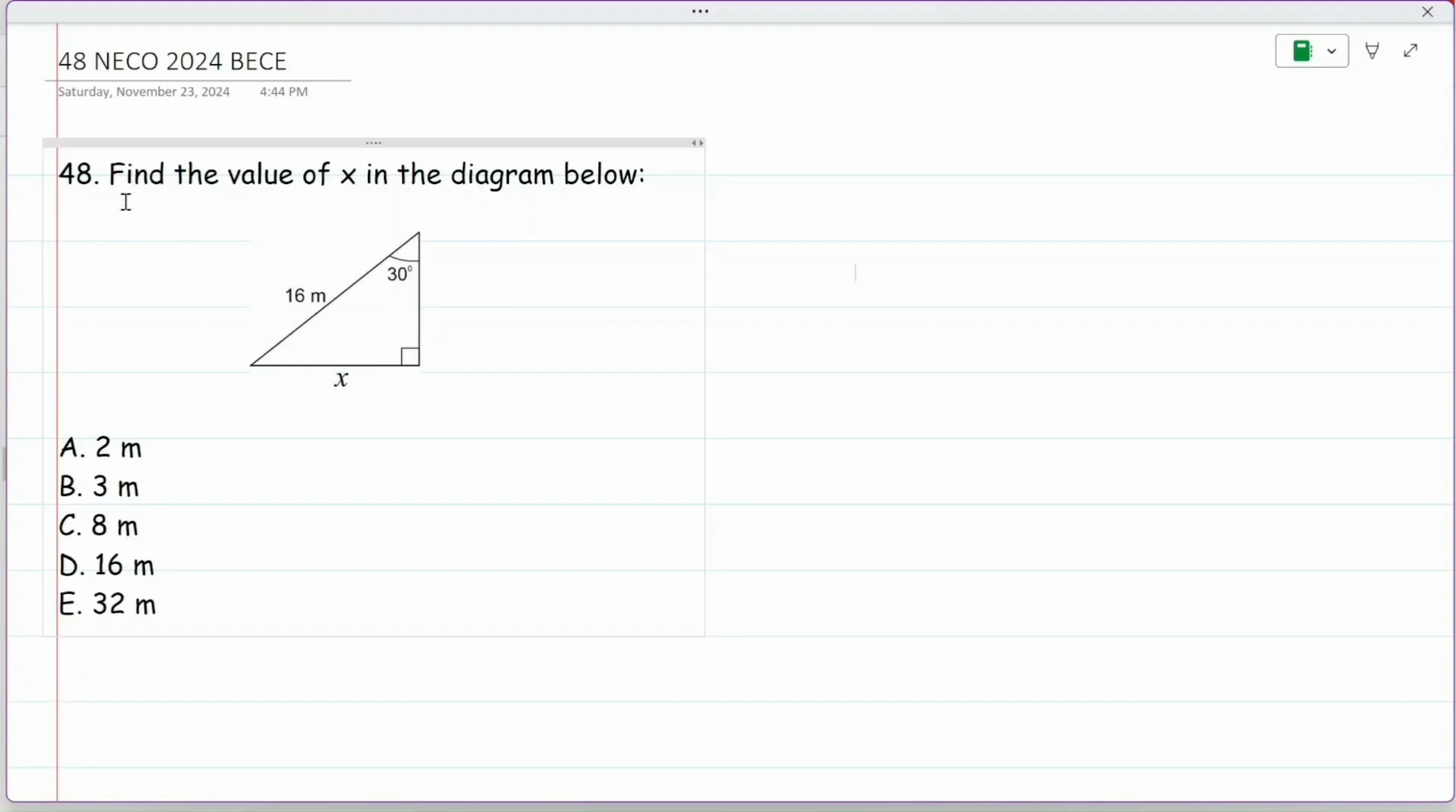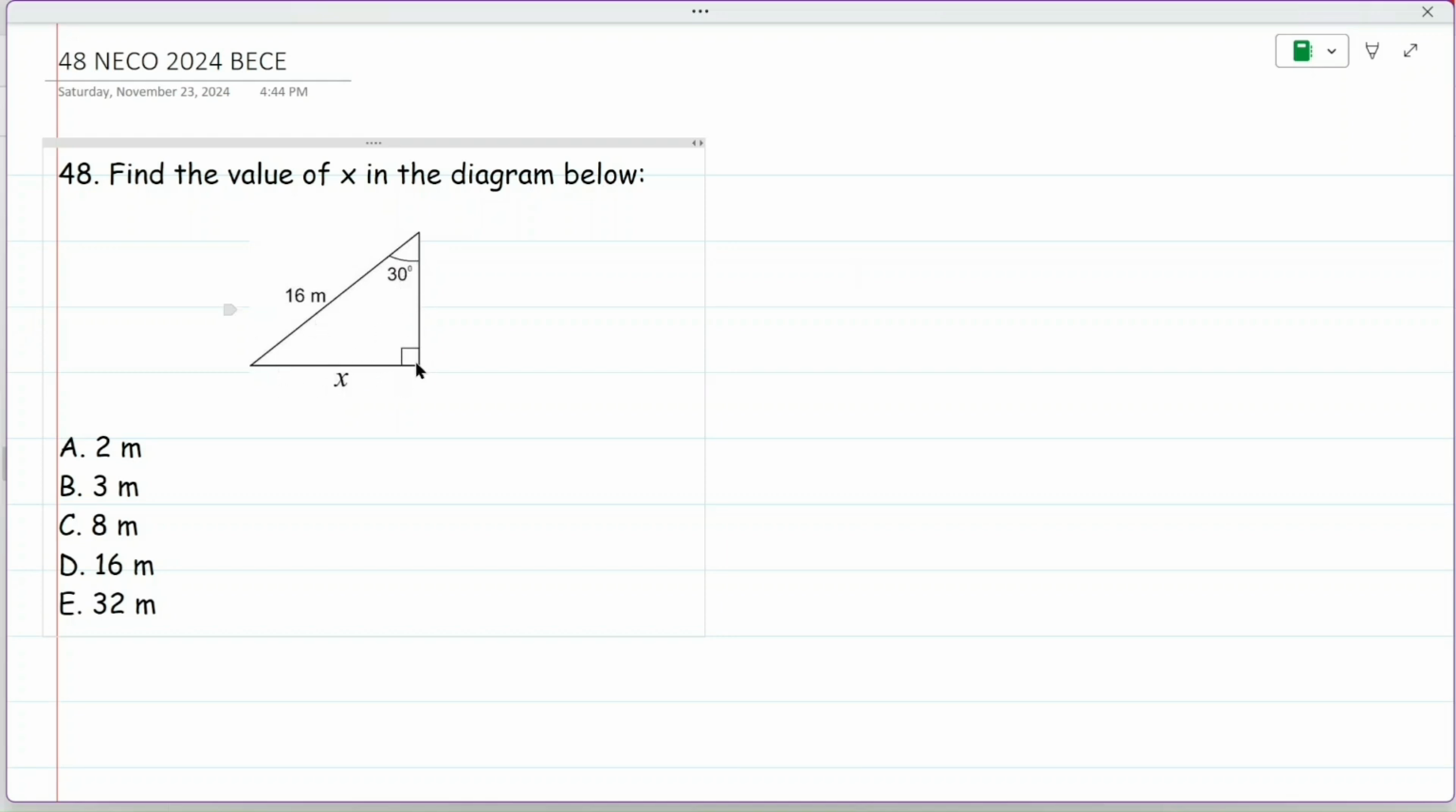Question 48 says find the value of x in the diagram below. This is the diagram. It's a right angle triangle, and when you have a right angle triangle, most likely what should come to mind first is Pythagoras Theorem, particularly when you're asked to find a side or an angle.